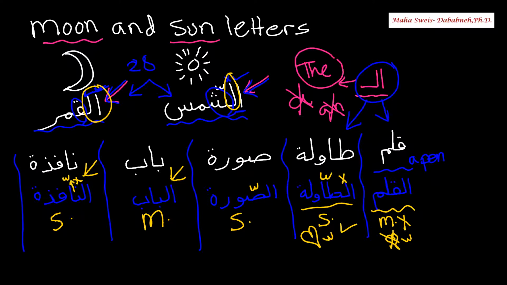Now, how can we distinguish whether this is moon and this is sun? The first step is the way I'm pronouncing the words. Al-qalam, at-tawila, as-surah, al-bab, an-nafida. The other way, if you don't know how to read the words, is to find out how you can distinguish between moon and sun letters. The easiest way to know is through this rule.